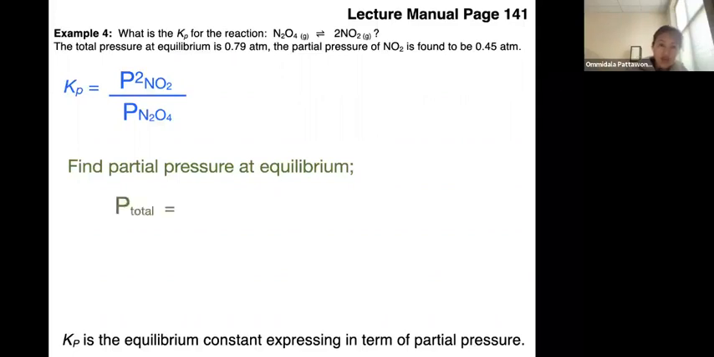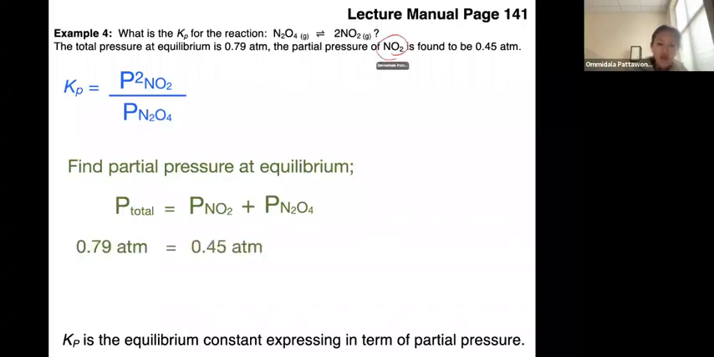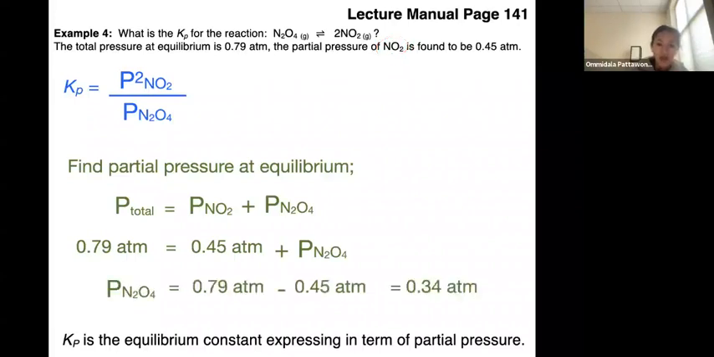In this case, we know the total pressure at equilibrium, so it's this much. That means it comes from the summation of everything within the reaction, the reactant and product added together. So if you subtract the partial pressure of what we know from the total pressure, you are going to get the partial pressure of the reactant. In this case, the partial pressure of the reactant will come out equal to 0.34 atm.